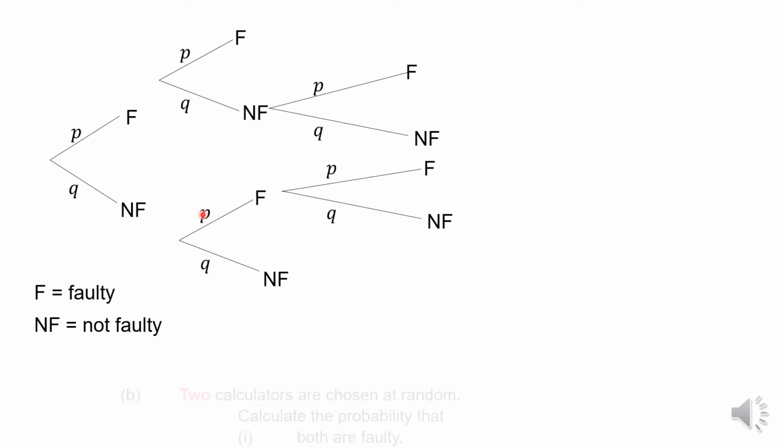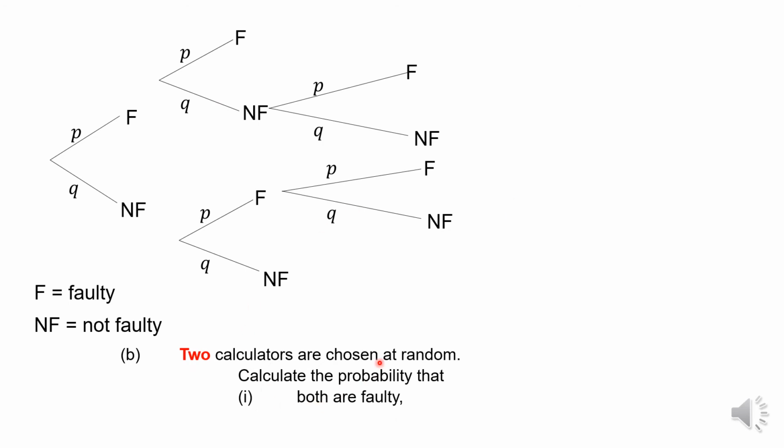Right, so I'm bringing them back here. Two calculators are chosen at random. Calculate the probability that both are faulty. So what we are looking for is faulty. If I just put in the values, the faulty ones are in red, and those light blue are the ones that are not faulty.